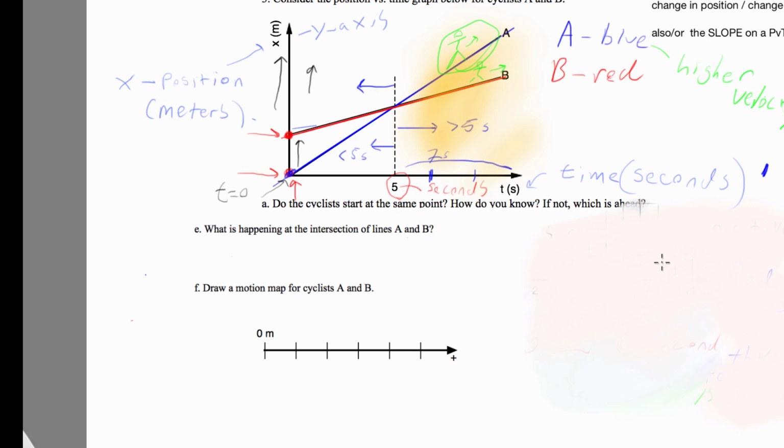I just had to edit some out because getting rid of that in this program was kind of weird. What is happening at the intersection of lines A and B? Intersection means where the lines intersect, so that is the intersection, right here. And what is happening there? What we can say for certain is that cyclist A and B have the same position.